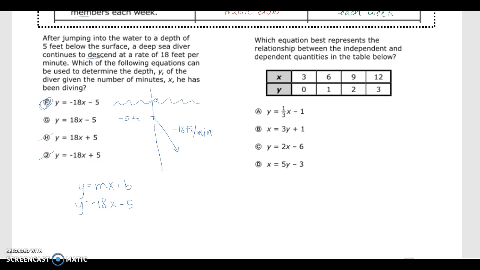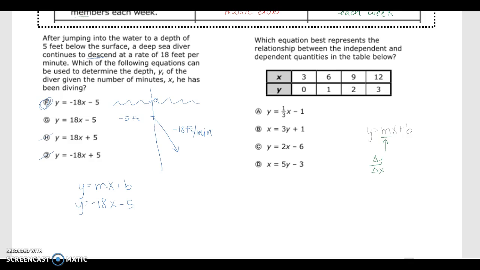All right, let's look at the next problem. It says, which equation best represents the relationship between the independent and dependent variables in the quantity below? Okay, so they're wanting us to write an equation of y equals mx plus b. So what I'm going to do is go ahead and find m, right? m is my rate of change.